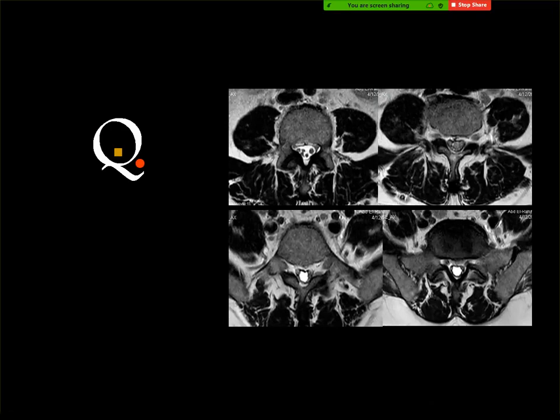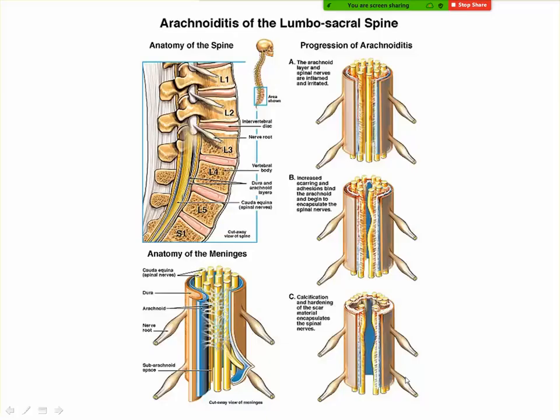Arachnoiditis. Yes, and this is the typical appearance of arachnoiditis. You've got adhesion of the nerve roots to each other, and in this area you've got absence of any nerve roots in the thecal sac, which is known as the empty thecal sac sign, and both signs are good for arachnoiditis.